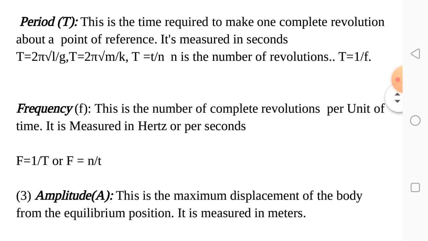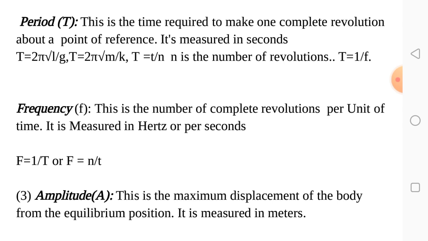Here we look at what the period is. Period, symbolized T, is the time required to make one complete revolution about a point of reference, and it is measured in seconds. Period can be given in different forms, but we are looking at T equals 2 pi root L over g, where L is the length and g is the acceleration due to gravity.